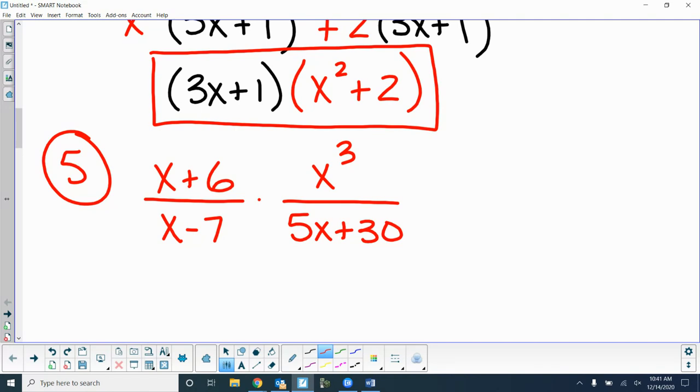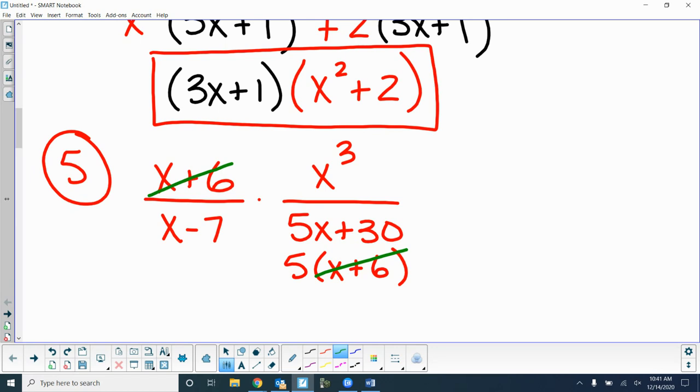Yeah, the 5x plus 30. GCF's 5, right? So pull the 5 out. Divide, you get x plus 6. Do you see any factors that are the same that you could cancel now? Yeah, the x plus 6s, right? So the x plus 6s would cancel. That's all that cancels, okay?